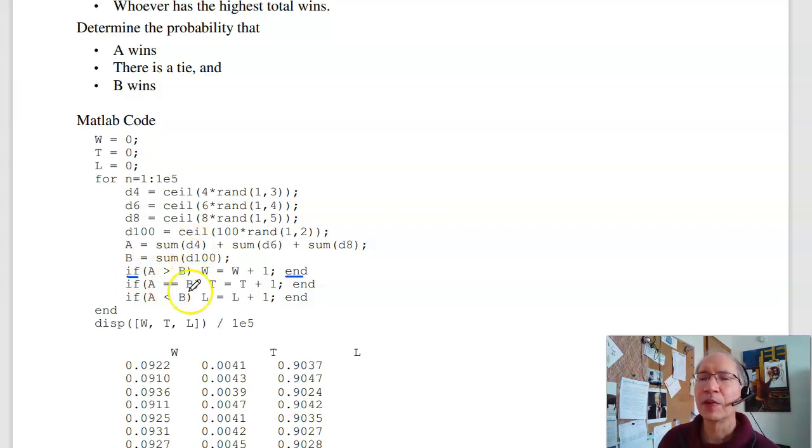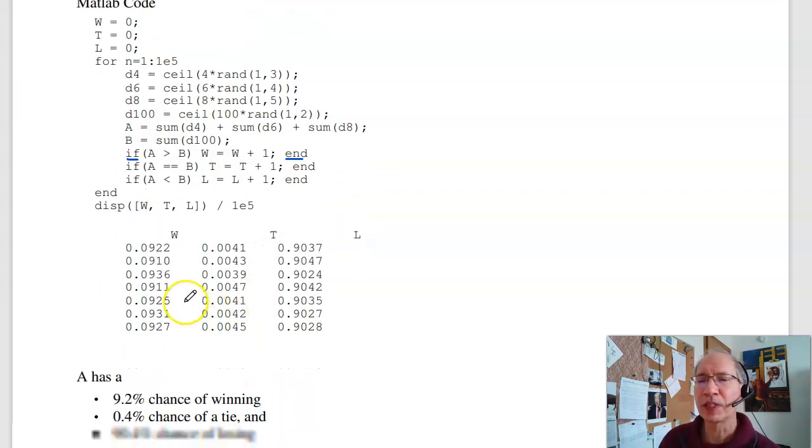If I can play a single game, play 100,000 games. And then check how many times I won, tied, and lost, divided by the total number of games I played. That gives you probability. So A has about a 9% chance of winning, 0.4% chance of a tie, 90.3% chance of losing. So if I were to bet, I would put my money on B.